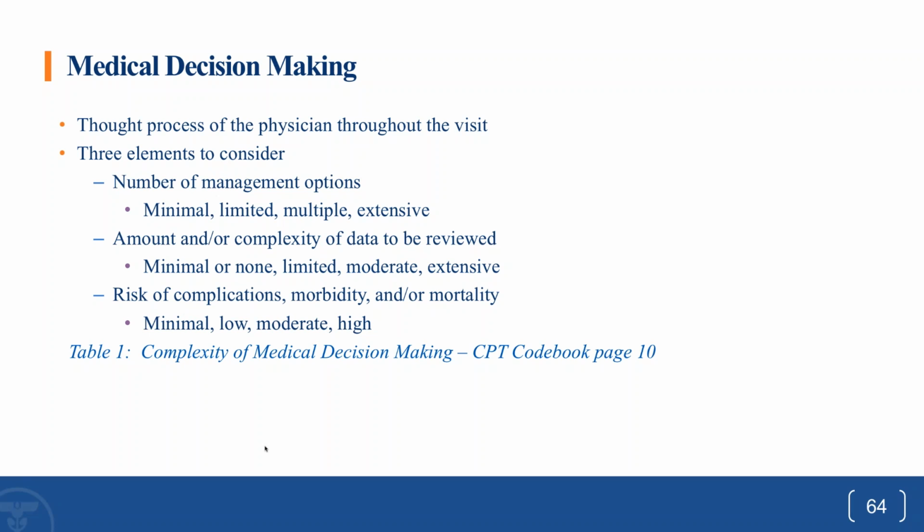Okay, that's under the number of diagnosed management options. And to me, those numbers represent how many diagnoses they have. That's to me. This is how I use this chart, right? Skip where it says the amount of complexity and data to be reviewed. Go over to where it says risk of complications and or morbidity or mortality, right? So I use this as an example.